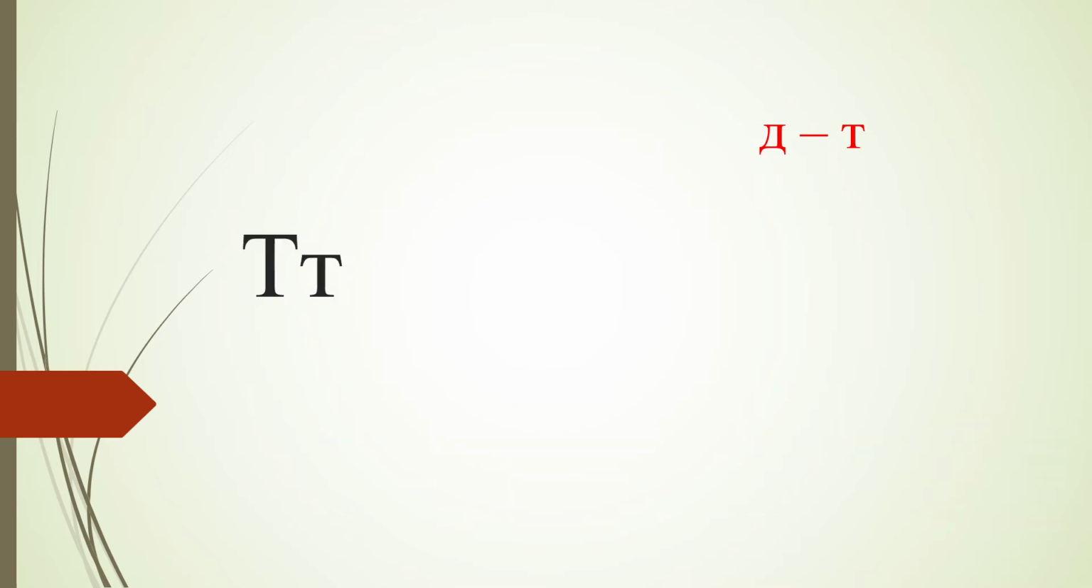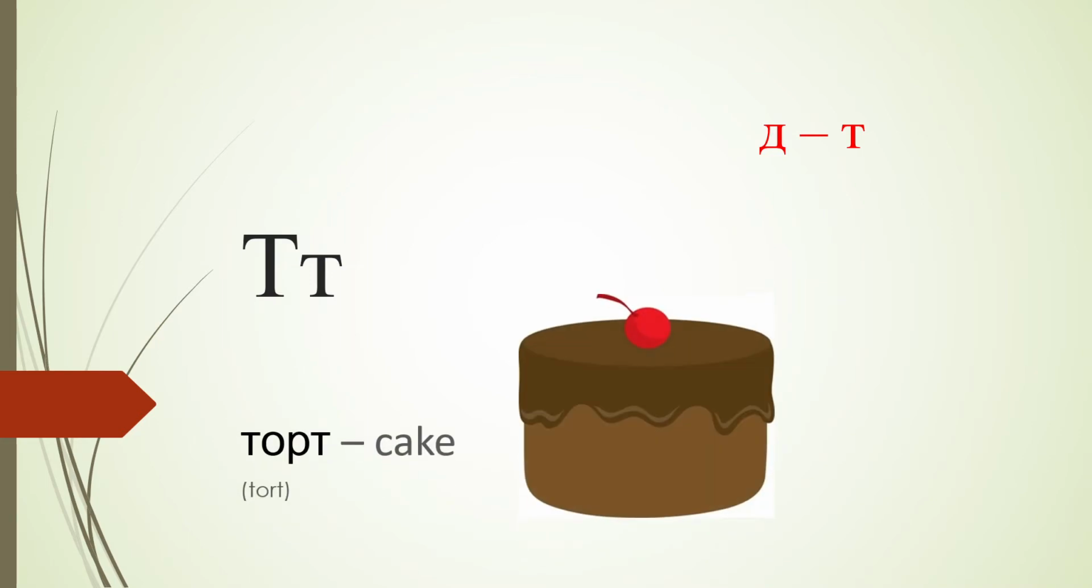Okay. Now the soft version of D is, of course, T. So just like the English T. Very simple. And an example word is tort, which means cake. Tort.